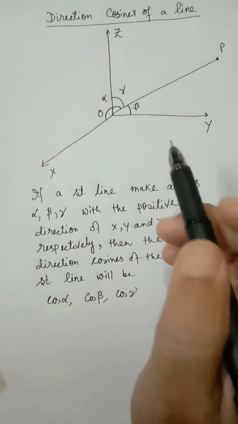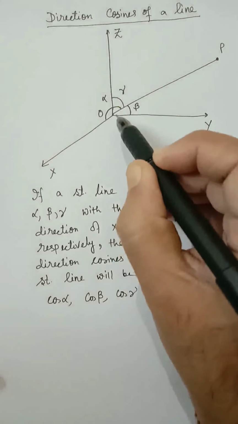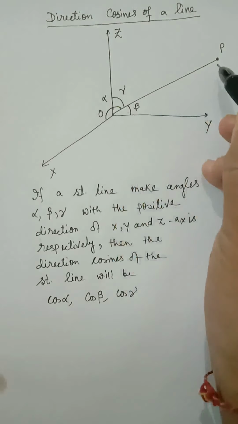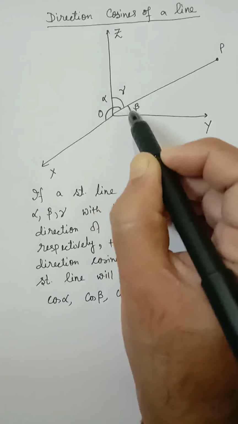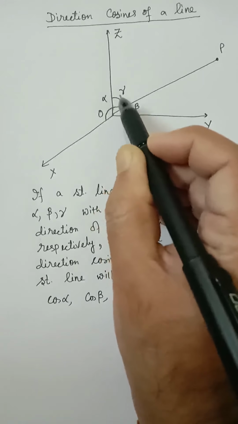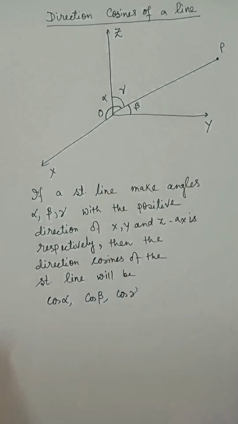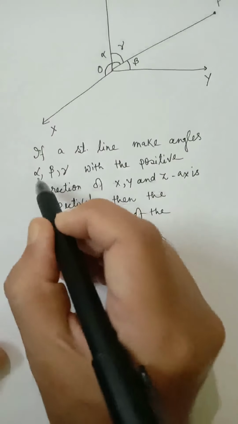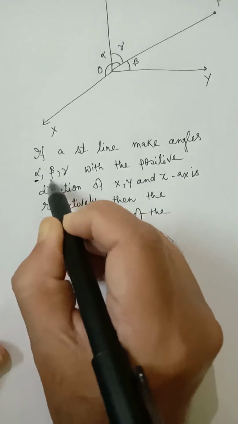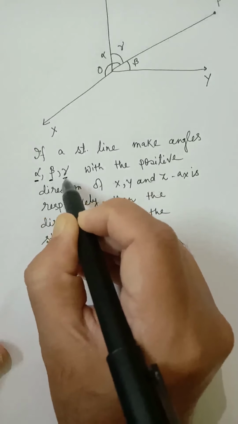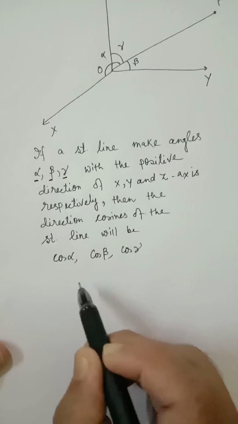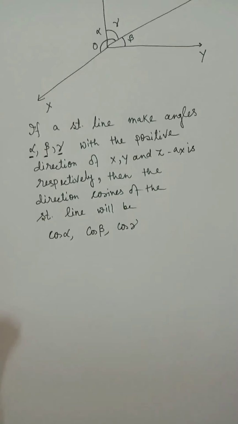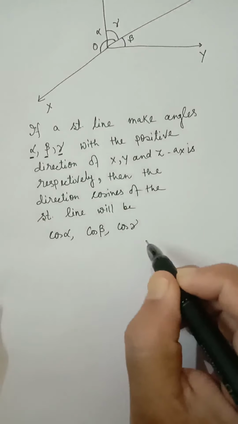In simple words, suppose the straight line OP makes the angle alpha with x-axis, beta with y-axis and gamma with z-axis. Then cos alpha, cos beta and cos gamma will be the direction cosines of the straight line.